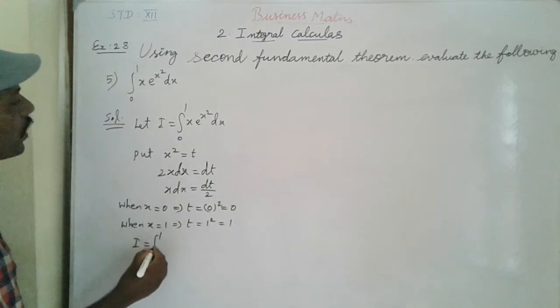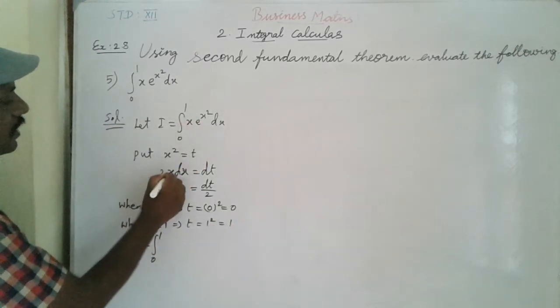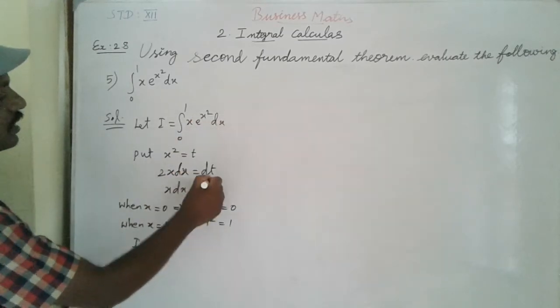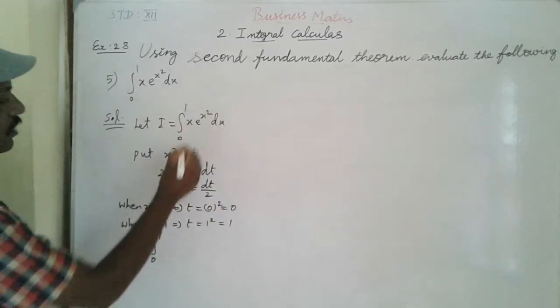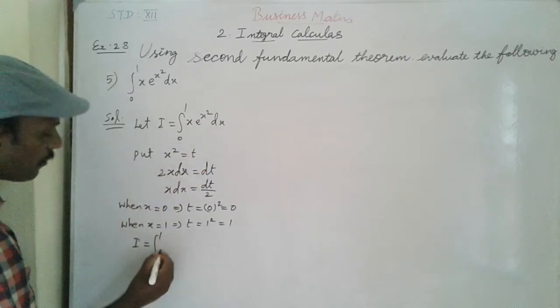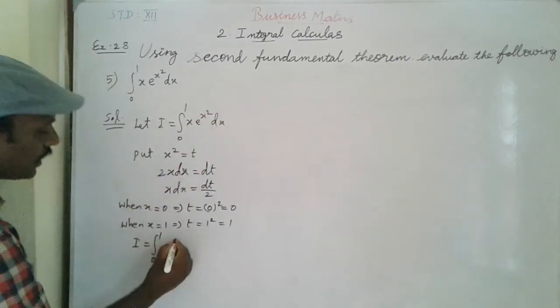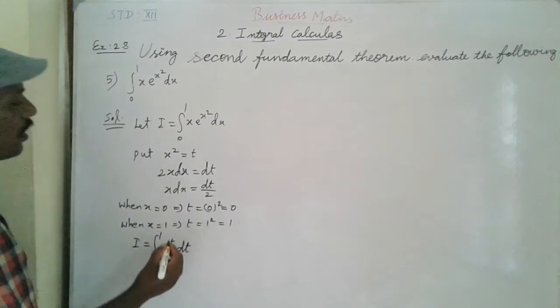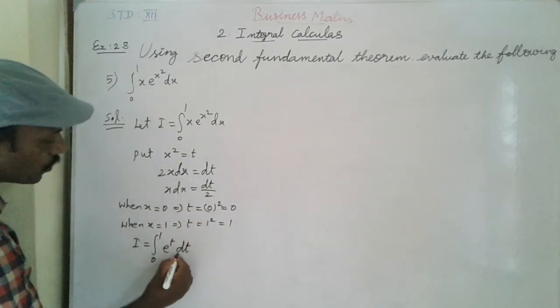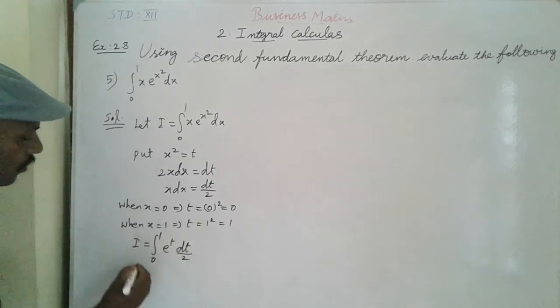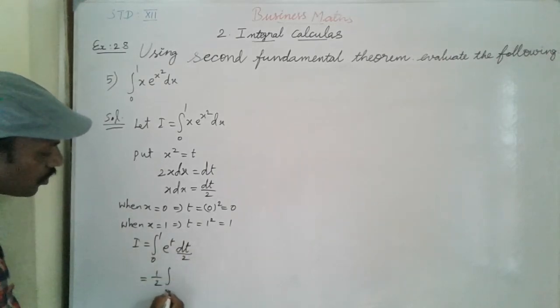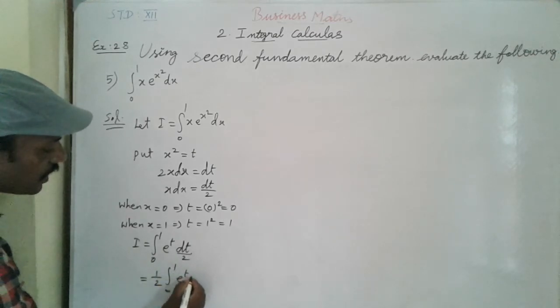So the limits are 0 to 1. We know that x dx is dt divided by 2, and e power x square, where x square is t, becomes e power t. So x dx is dt divided by 2. The constant we should take out: 1 by 2 integral 0 to 1 e power t into dt.